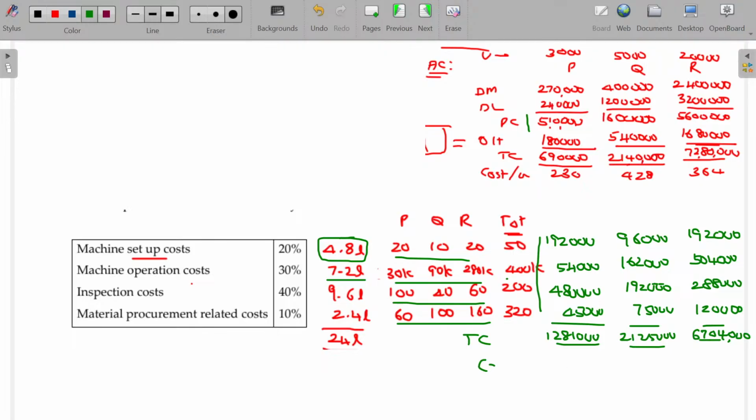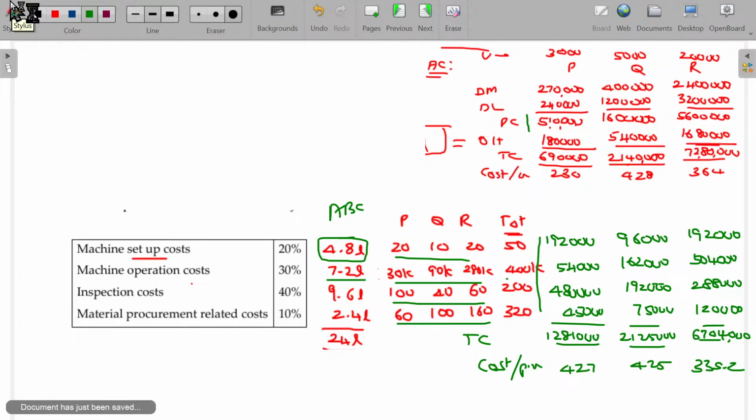Now find out the cost per unit under ABC. 12,81,000 for 3,000 units, then per unit cost is 427. Here 425 and 335.2. Okay, then you can give the conclusion. What is the difference? P under ABC costing, actually it costs us 427.